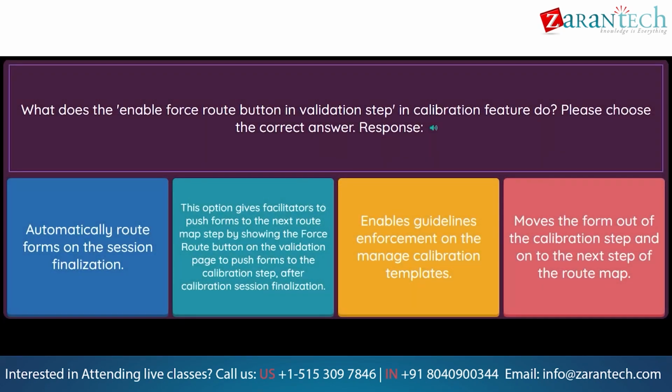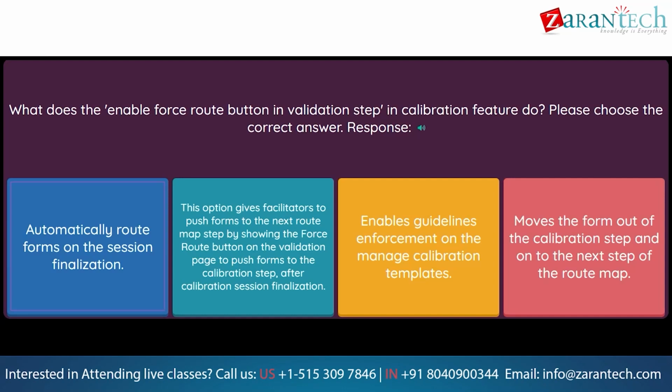Question: What does the #39 Enable Force Route button in validation step #39 in the calibration feature do? Please choose the correct answer. Response: Option 1, Automatically route forms on the session finalization. Option 2, This option gives facilitators the ability to push forms to the next route map step by showing the force route button on the validation page to push forms to the calibration step after calibration session finalization. Option 3, Enables guidelines enforcement on the Manage Calibration templates. Option 4, Moves the form out of the calibration step and onto the next step of the route map.